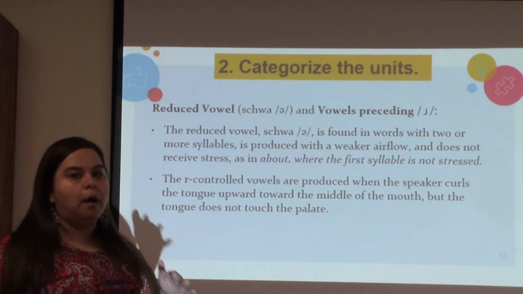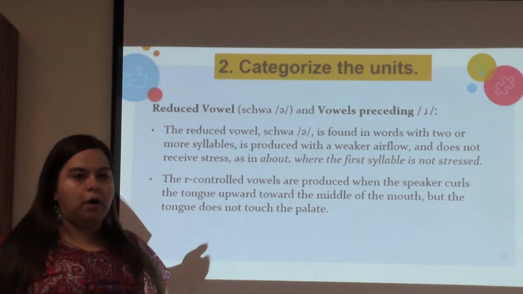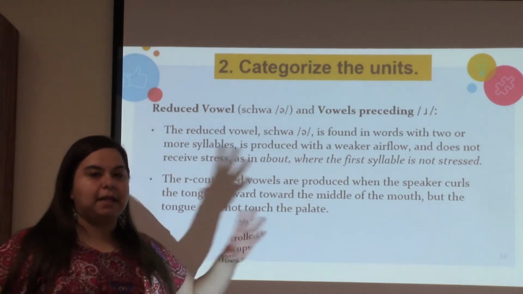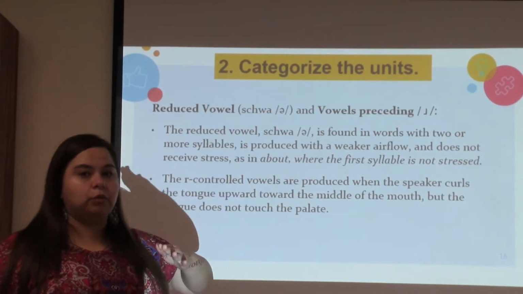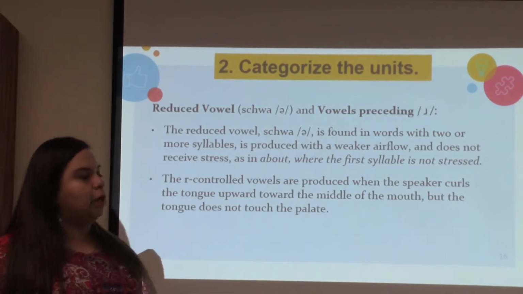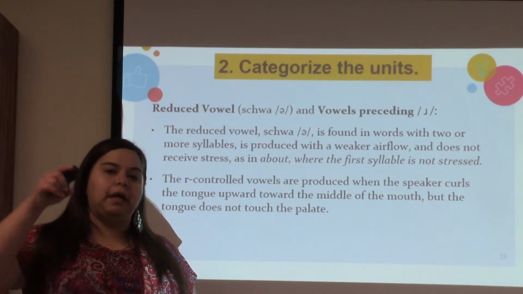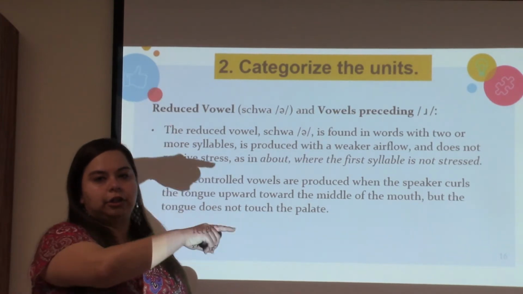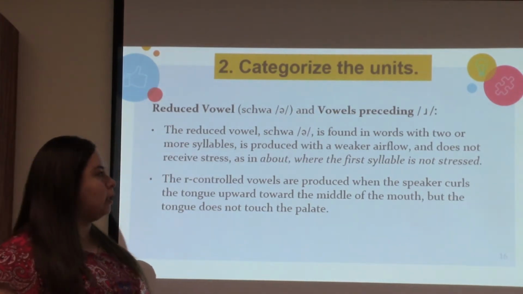For example, in about. So we have about. You can even clap that second syllable. That's where it gets a stress. The first one doesn't. That would be schwa. They also mentioned imagination. So those unstressed would be your schwa syllables.